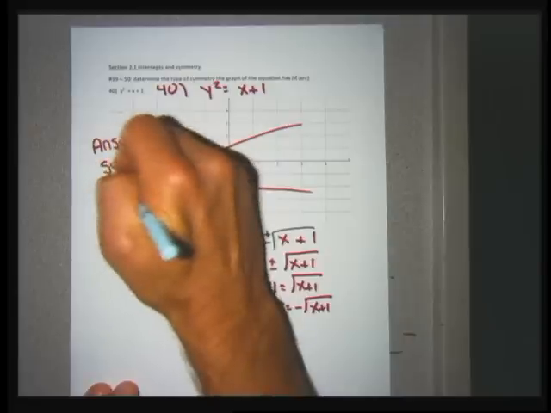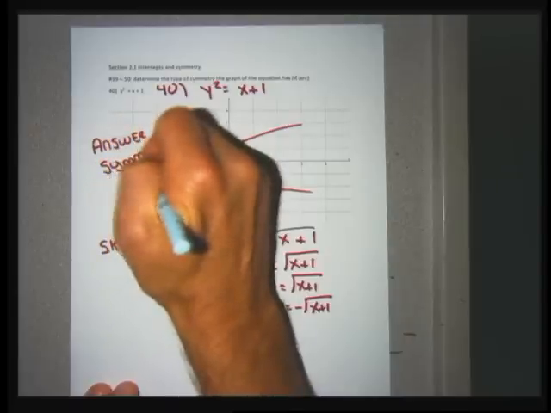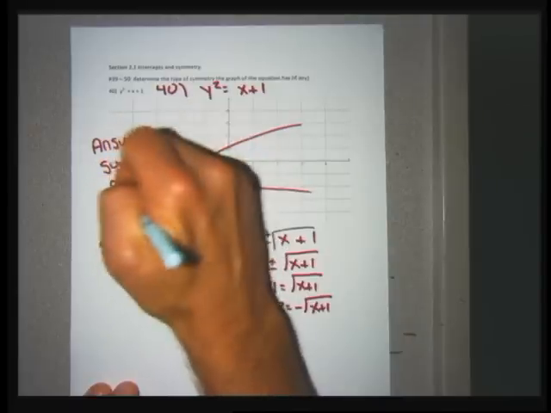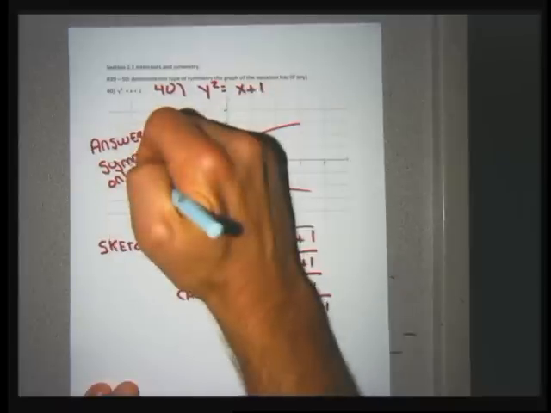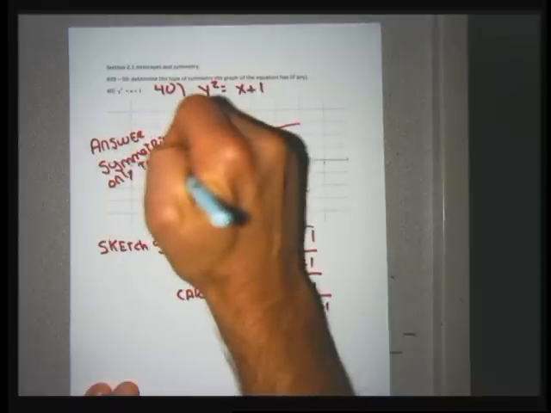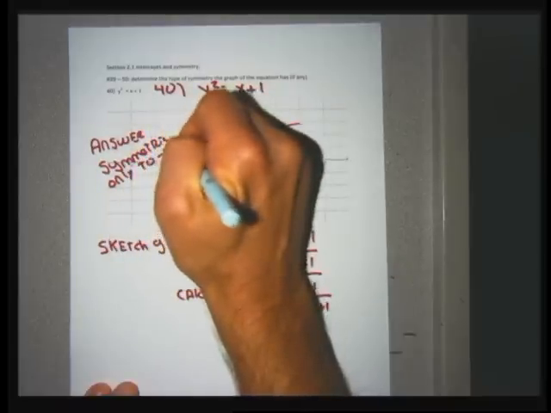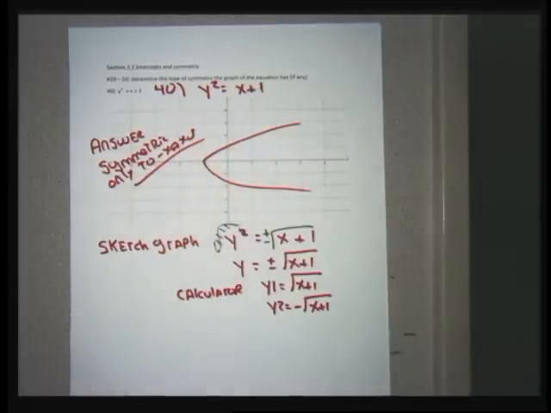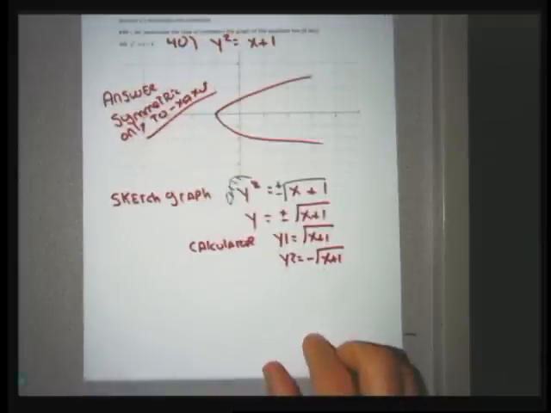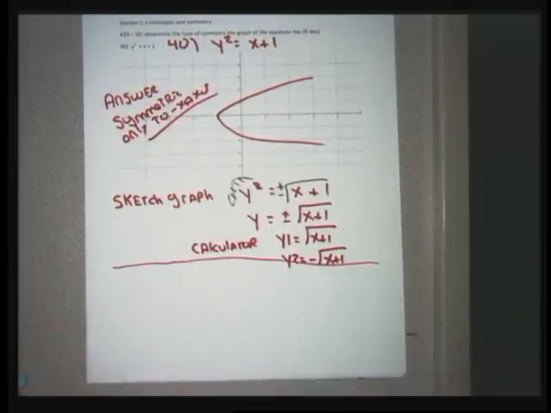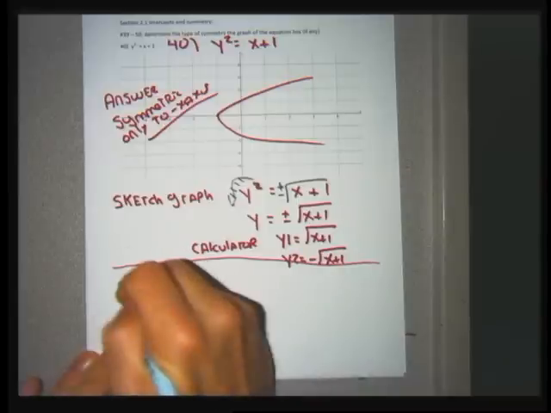My answer is I believe it's symmetric only with respect to the x-axis. I'll say to the x-axis. If this is a test question, you did this and did no more, then you'd lose probably most, if not all, the points. I need to confirm my guess via algebra. And to confirm a guess, this is what's required.